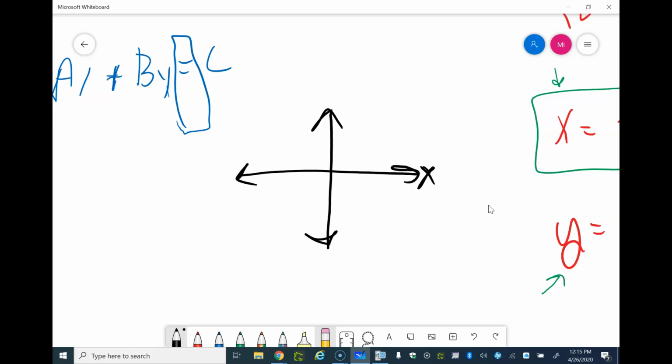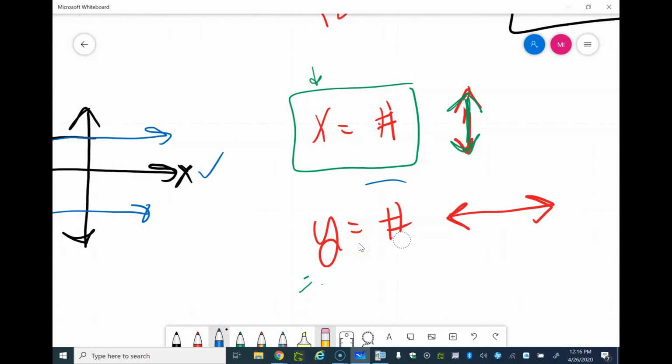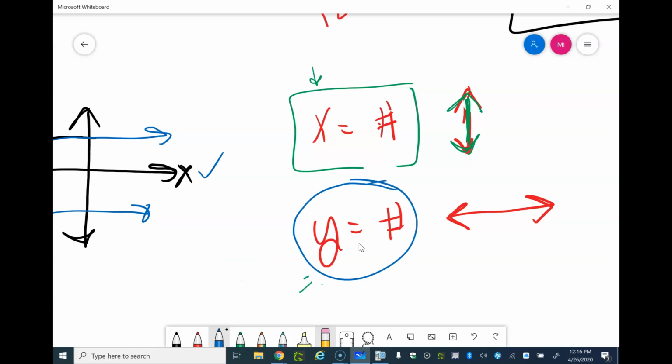It has to run horizontal. It has to run horizontal in order to be parallel to the x-axis. And what does the line look like if it's horizontal? The equation must be in y equals form.